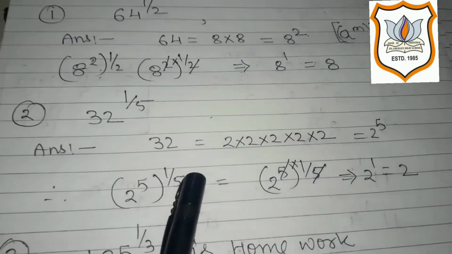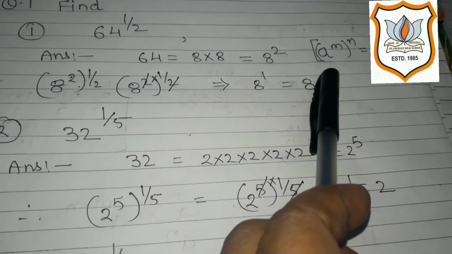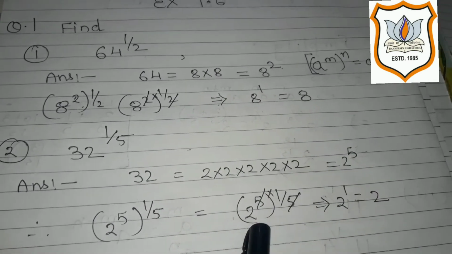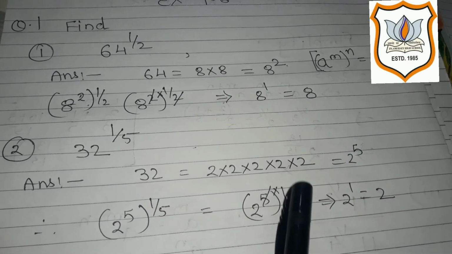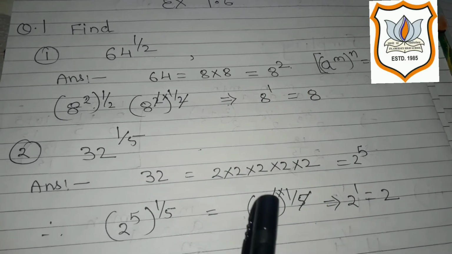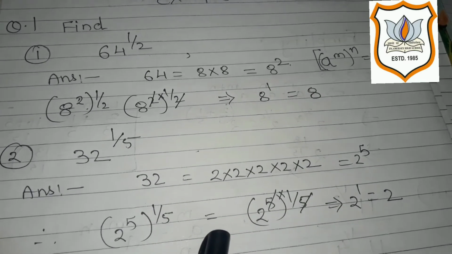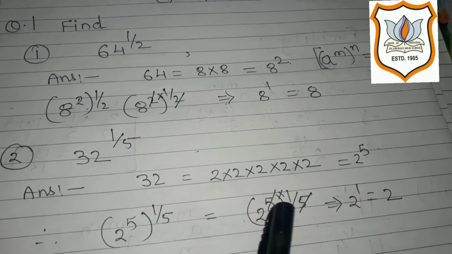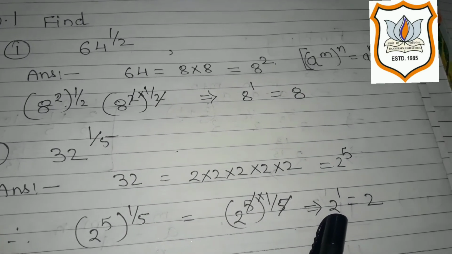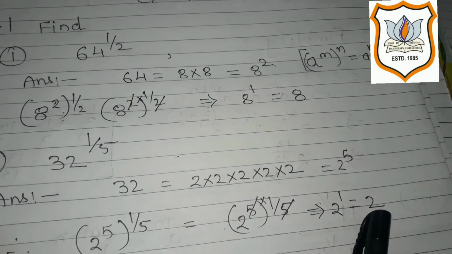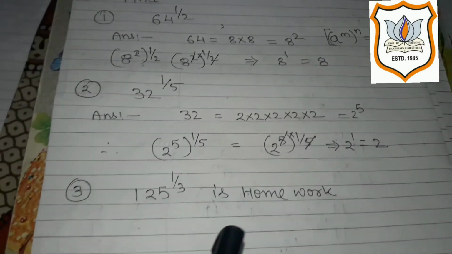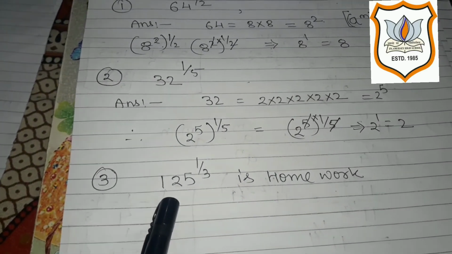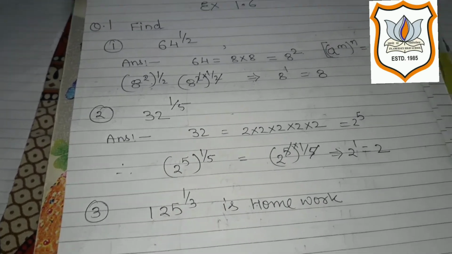1 upon 5. And hence on applying the same identity, that is a to the power m to the power n, which is equal to a to the power m into n, 5 and 5 both will cut out, and hence the answer will be 2 to the power 1, which is equal to 2 only. The third is homework for you. You do it.